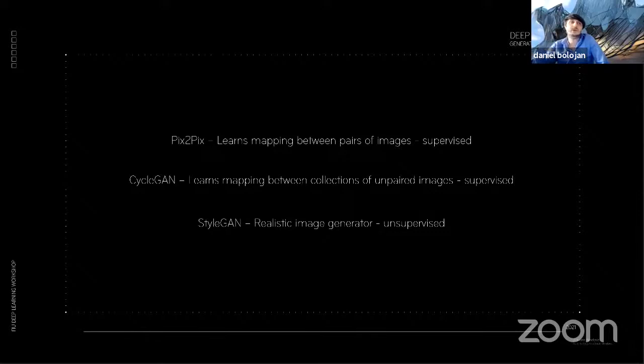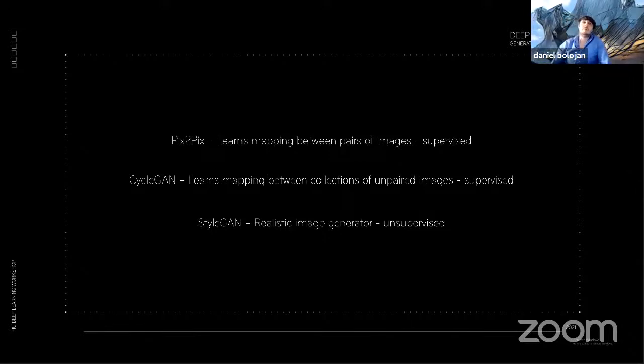And then we are going to also work with the CycleGAN, which learns mapping between collections of unpaired images. And then we have also StyleGAN, the one that I showed the video of, which is mostly a realistic image generator, which is a process called unsupervised.